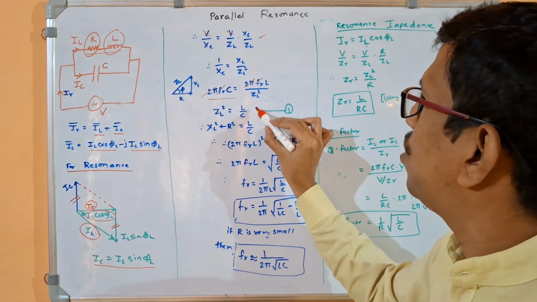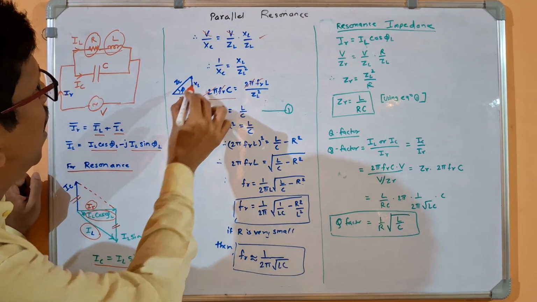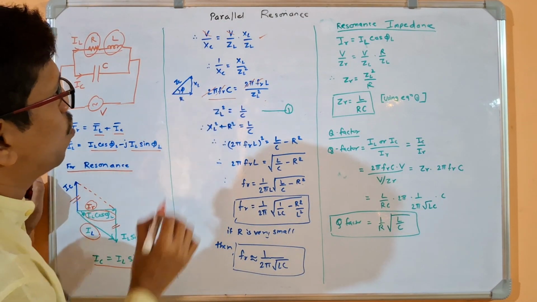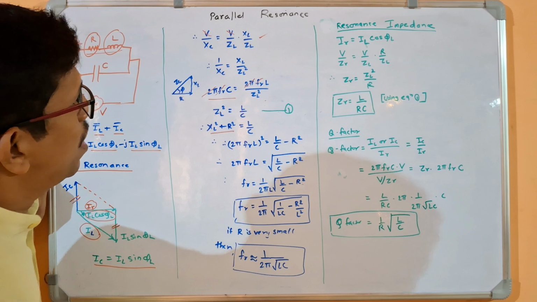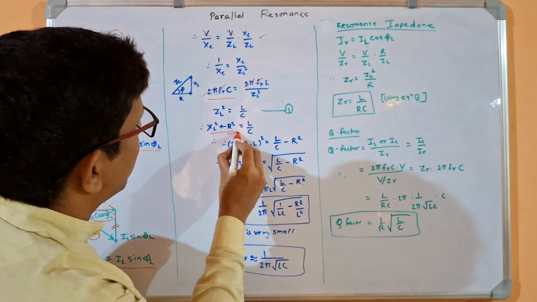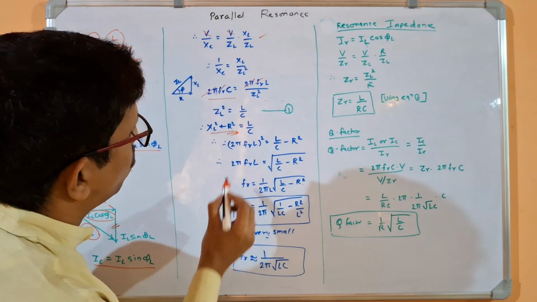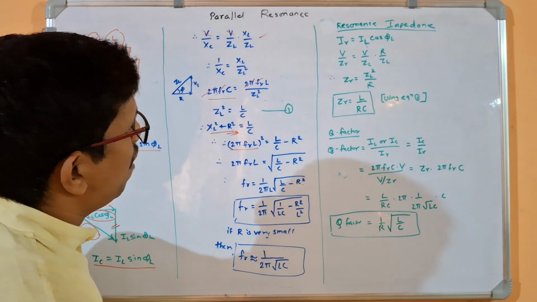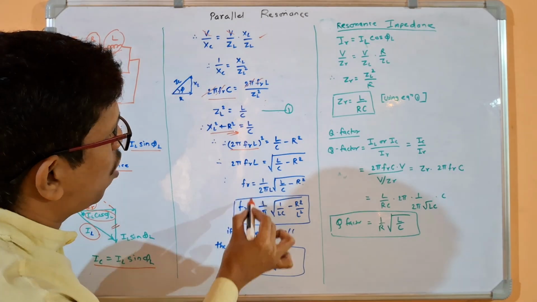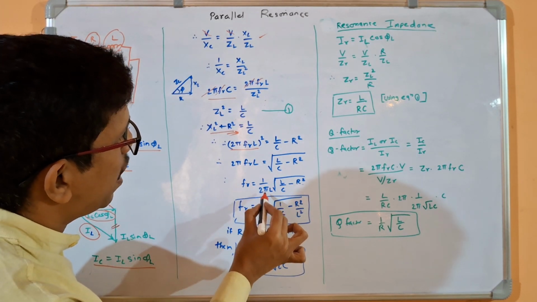ZL square is equal to L by C. But what is ZL now? It is XL square plus R square. So it is equal to L by C. But if I take this R on other side, it will get L by C minus R square, and 2 pi FR L square. Solving further, I will get FR is equal to 1 upon 2 pi L.